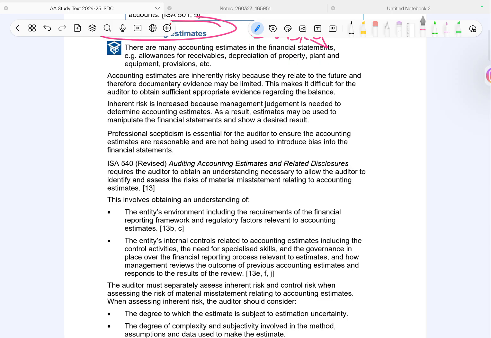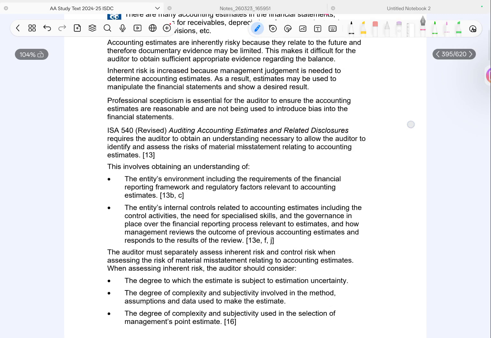ISA 540 requires auditors to understand the entity and its environment, including regulatory requirements and financial reporting rules relevant to estimates. They must also assess internal controls over how estimates are made, reviewed, and updated, including management's review of past estimates. When assessing risk, auditors consider inherent risk and control risk separately. Inherent risk depends on how uncertain, complex, and subjective the estimate is, including the assumptions and methods used. The more judgment involved, the higher the risk of misstatement. Overall, the auditor's focus is on ensuring that accounting estimates are reasonable, unbiased, and supported by sufficient appropriate evidence.